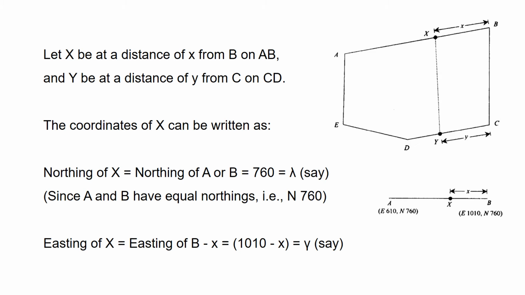Here I have drawn the traverse and named the stations A, B, C, D and E, and I have taken two points, capital X and capital Y, which are at a distance small x and small y from B and C. Now for analyzing the coordinates of X, the northing of X should be equal to 760. Why? Because it lies on AB, and A and B have the same northing, meaning they have the same latitude from origin. Therefore, X should also have 760 for northing. The easting of X is equal to the easting of B minus small x, and since we know that the easting of B is 1010, I have put the value over here and let us call this gamma.